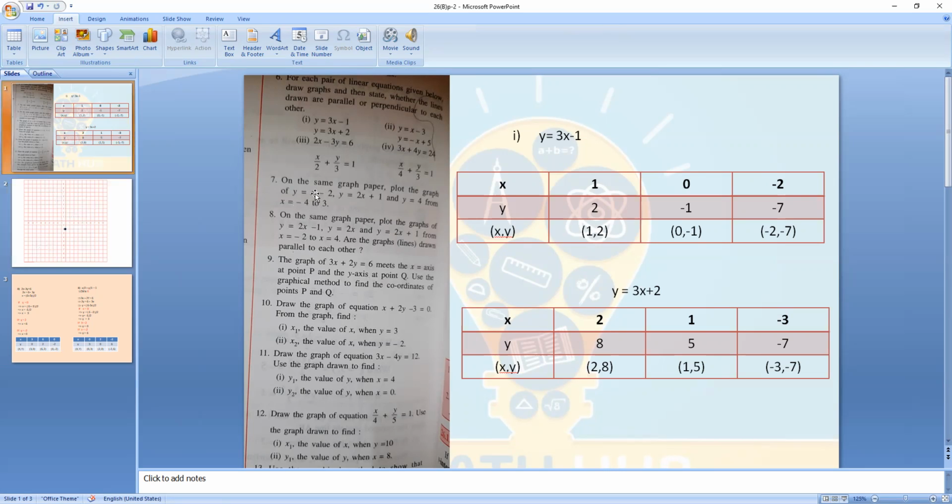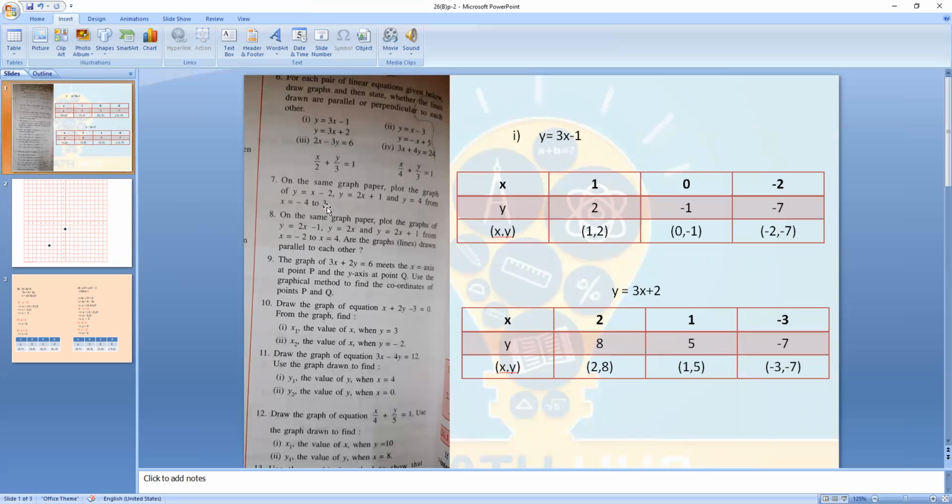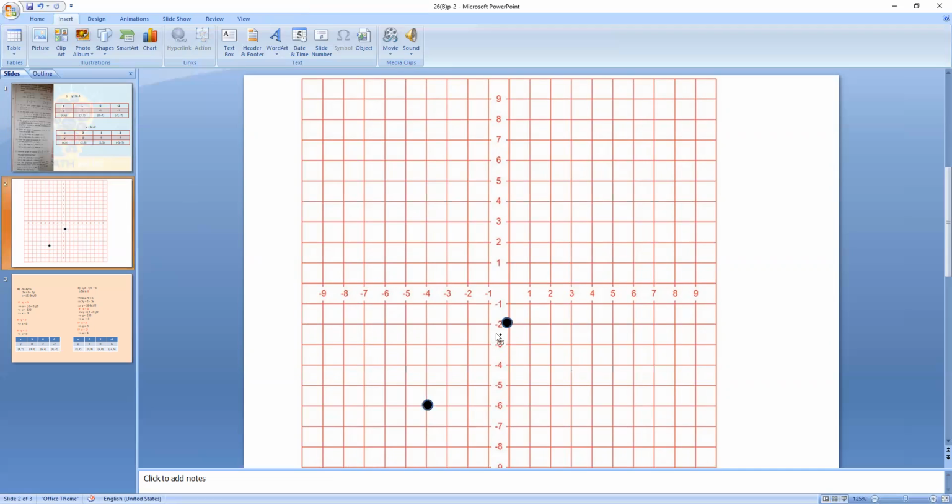So take x equal to minus 4 now. What will you get? X equal to minus 4 means y is equal to minus 6. So minus 4 comma minus 6 you will get there. And the final value is x equal to 3. So put x equal to 3. 3 minus 2 is 1. So y is equal to 1. So when x equal to 3, y is equal to 1.